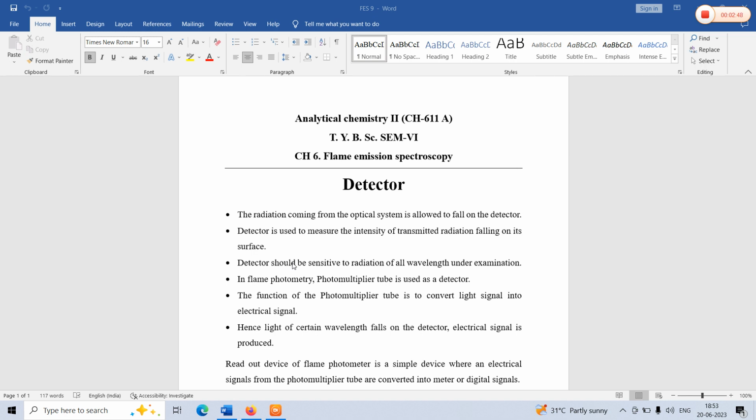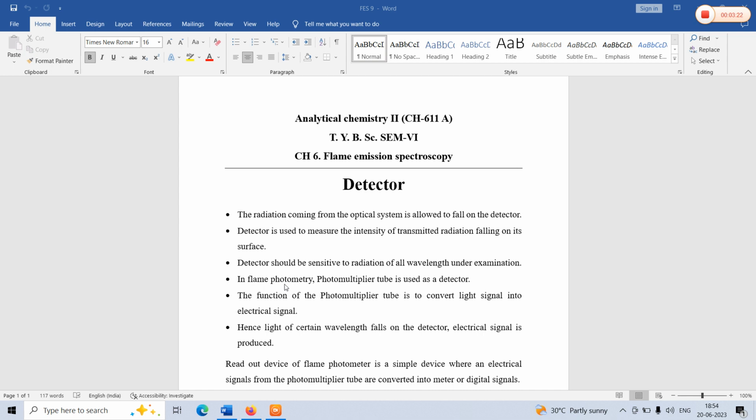So the detector is sensitive to all types of wavelength under examination. Now we know the range of wavelengths is very wide. Here the radiation which passes through the monochromator system has a particular wavelength, and this wavelength has to be measured by the detector, and all types of wavelength are measured by the detector.